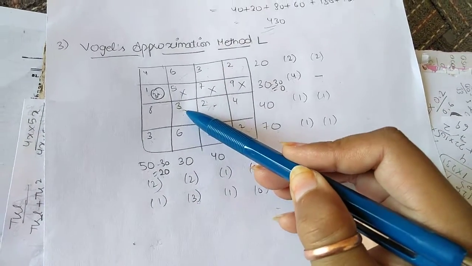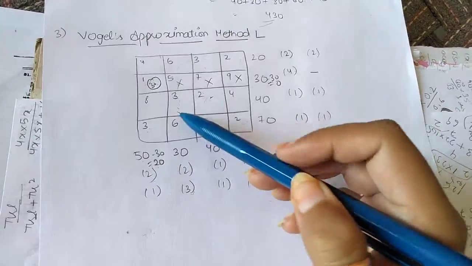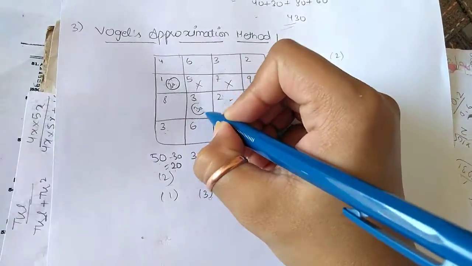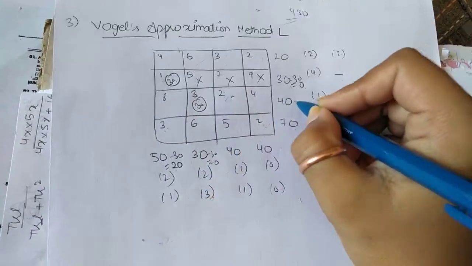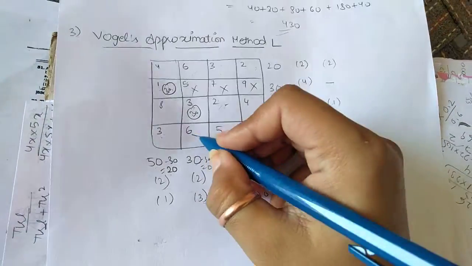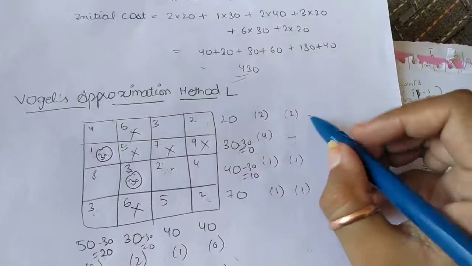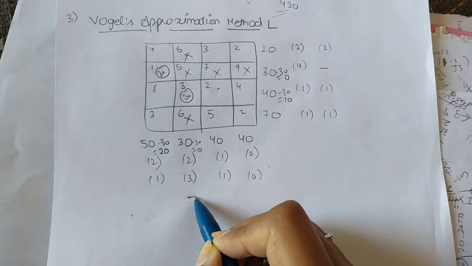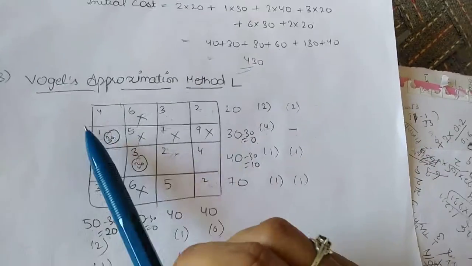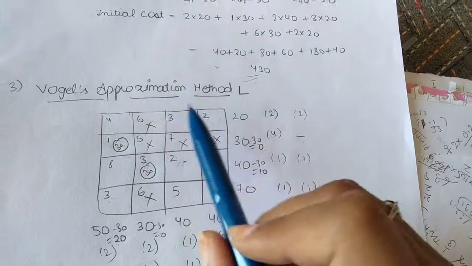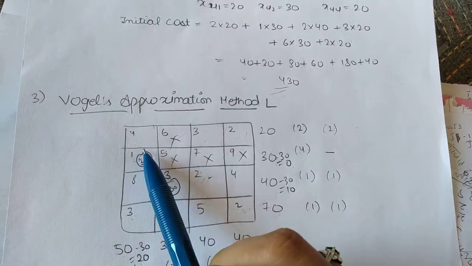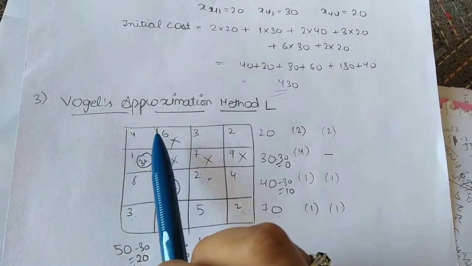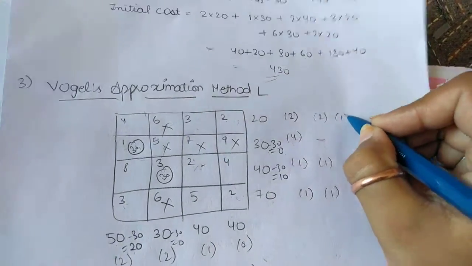So we assign the minimum of 30 and 40 to 3, which is 30. So 30 minus 30, 0. 40 minus 30, 10. So we cancel the second column. Now we will leave this column without any value, and again we will find the least and next least value from the values left. So 3 and 2, 1.